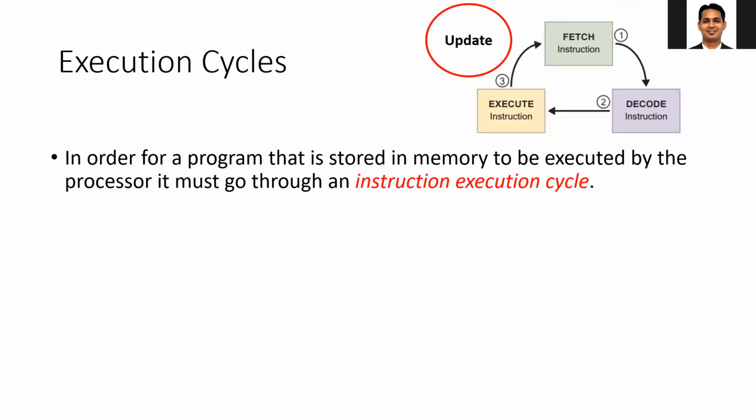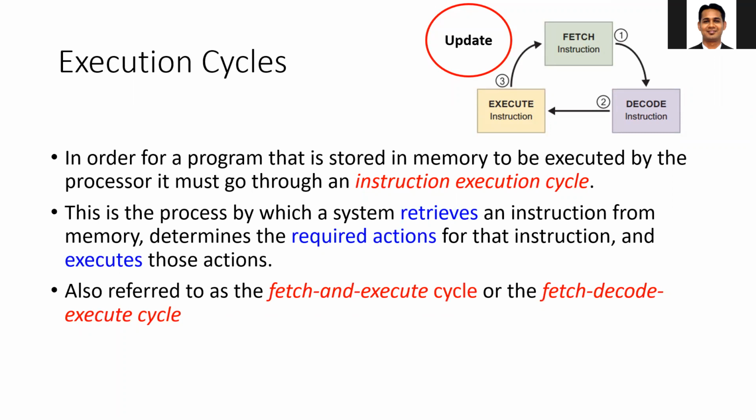So in order for a program that is stored in memory to be executed by the processor, it must go through an instruction execution cycle. This is the process by which the system retrieves an instruction from the memory, determines the required action for that instruction, and executes that action. This is also known as the fetch and execute cycle, or the fetch, decode and execute cycle. Whenever you write C or any other code for the processor, the compiler converts this code into a set of instructions. This set of instructions is stored in the memory and executed by the processor in a sequential fashion.